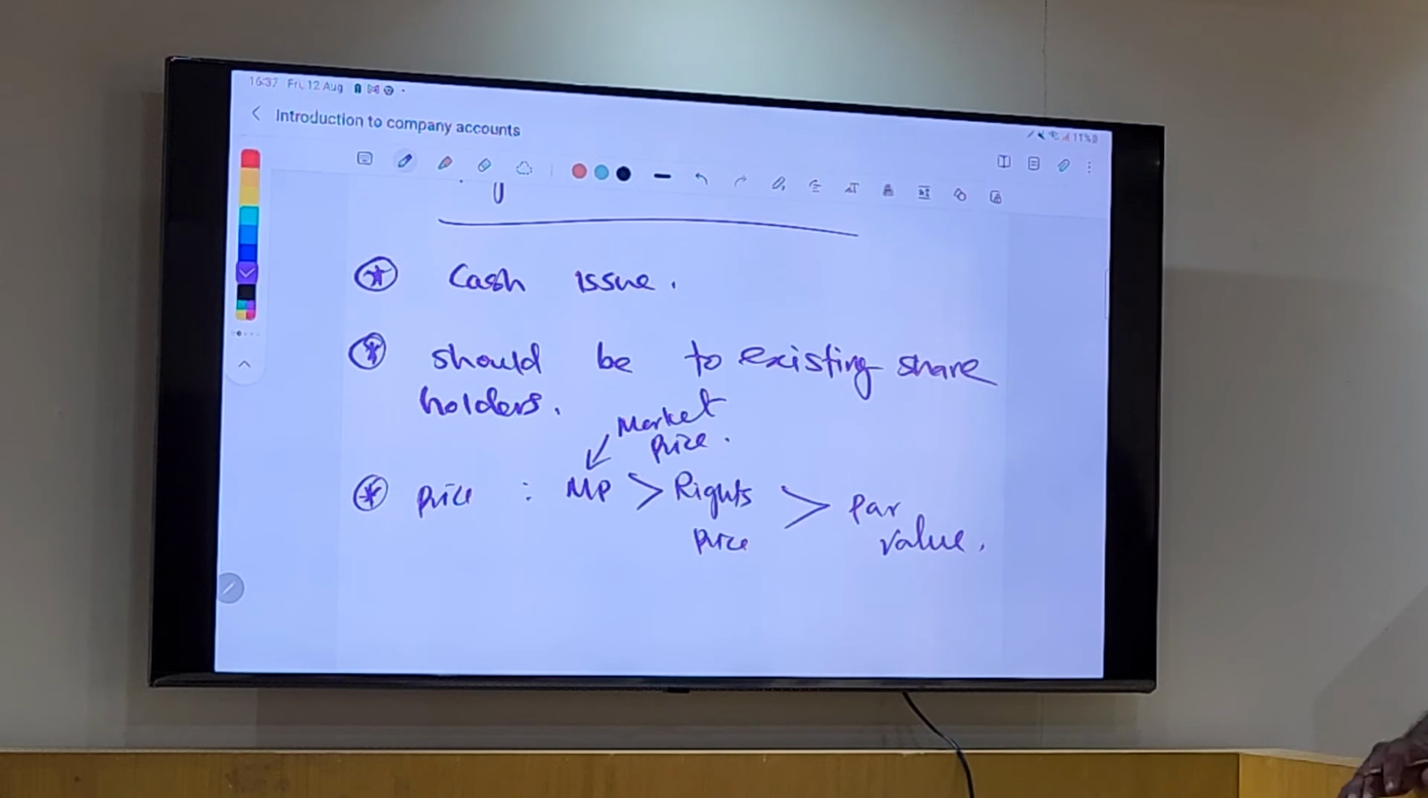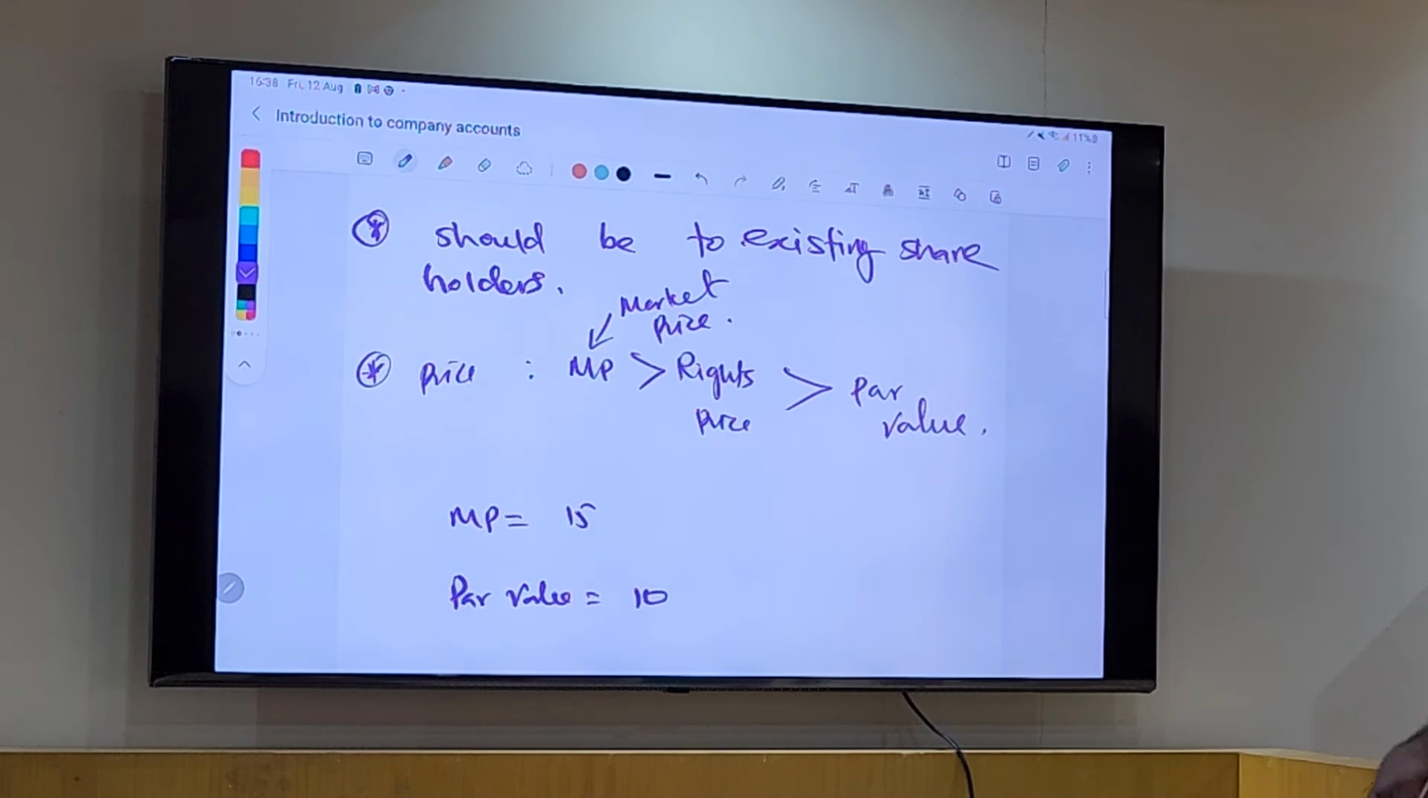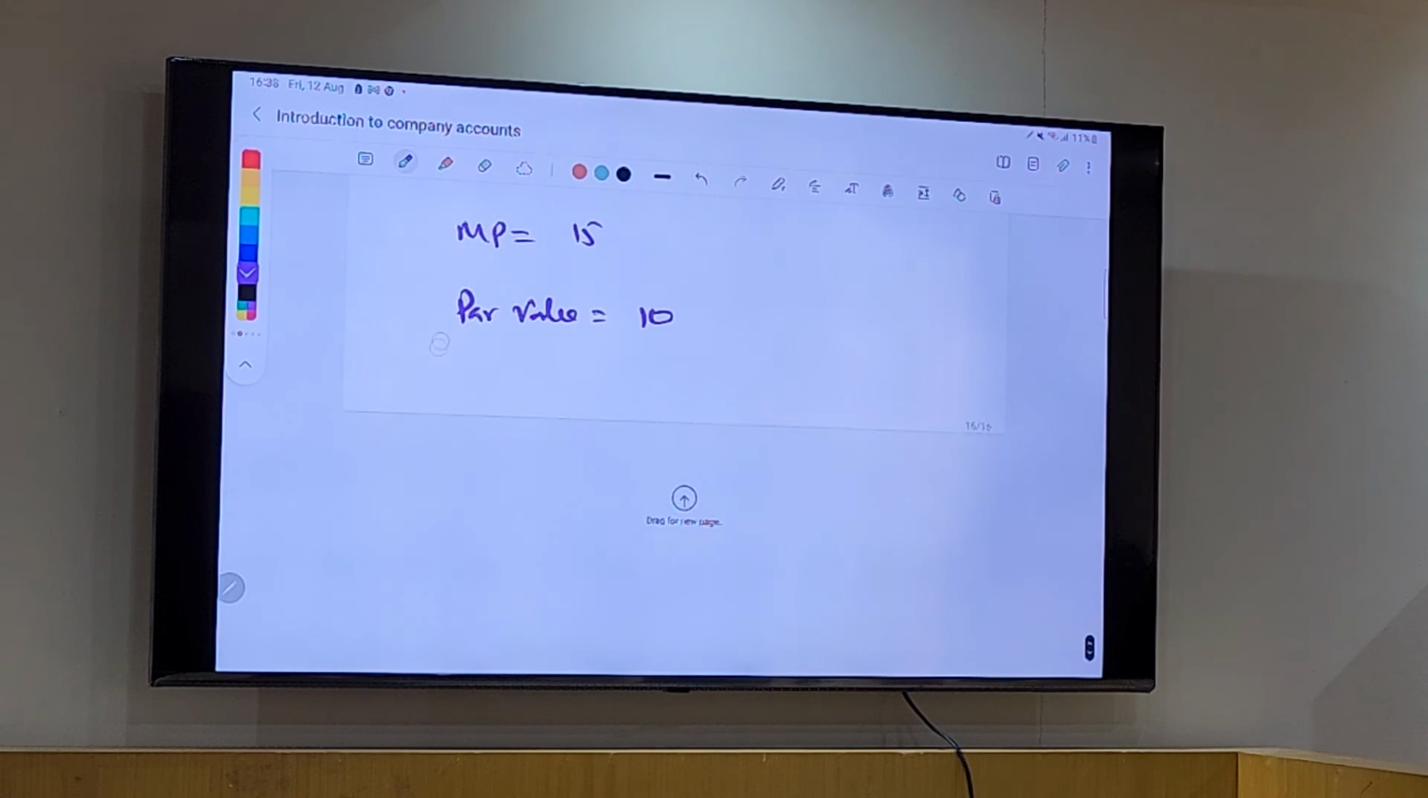If you are making a rights issue to existing shareholders, the price that you're going to ask them, let's say for example the market price is 15 and par value is 10. The rights issue price must be between these, 12, 13, 14.5, anything. But it can't be 15 and it can't be 10. So then automatically a premium will apply. Yes, premium will anyway come. So now the double entry will be.